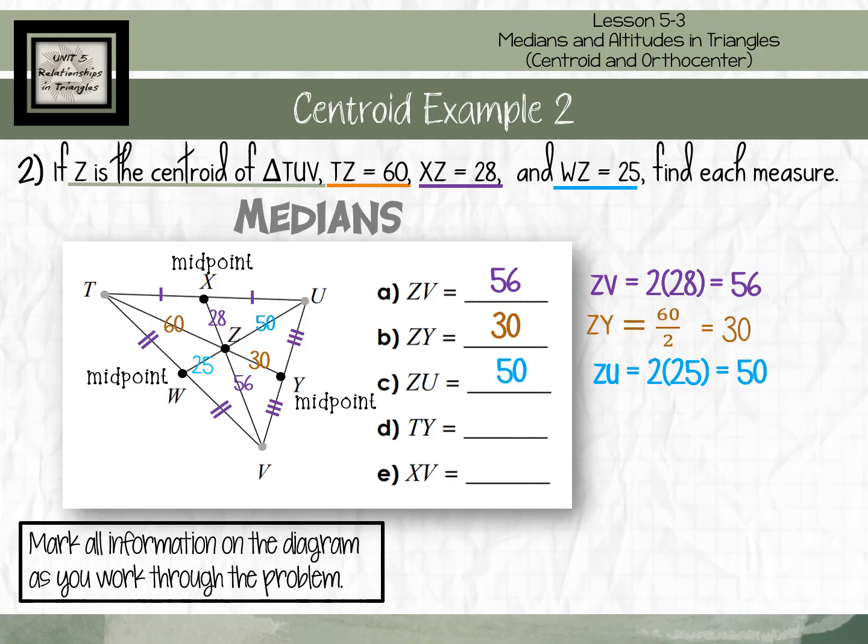Let's see what else they want. Length of segment TY, that's that entire median, and we have the 2 pieces, so add them up and we get 90. Length of segment XV, that is the length of that entire median. Add up the two lengths, segment addition postulate, we get 84.